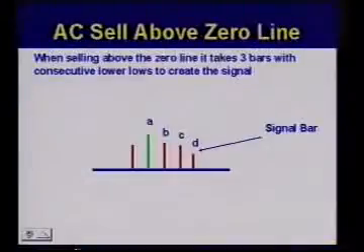Okay, here's the AC sell signal above the zero line. Here's our zero line. Represents our change in color at A. One lower low, two lower lows, three lower lows. Remember, we're going against the momentum of the market, the immediate acceleration. So we want to make it harder for us to sell because the market is above zero. It's going to be easier to buy, even though it is decelerating.